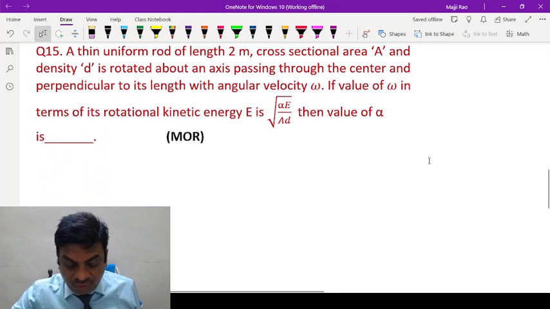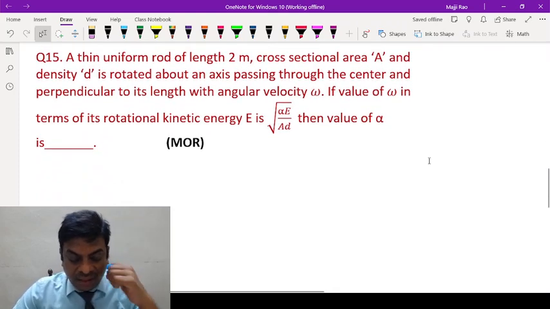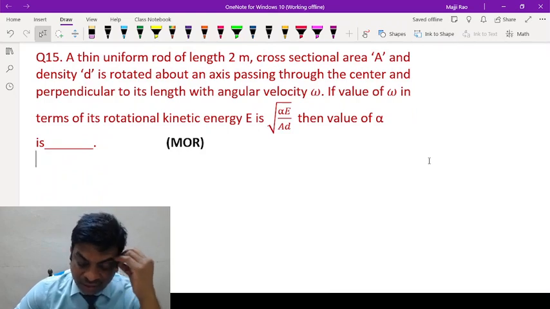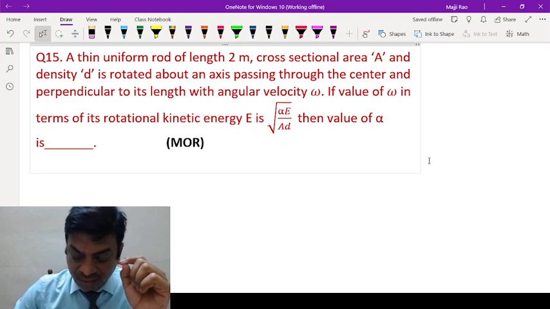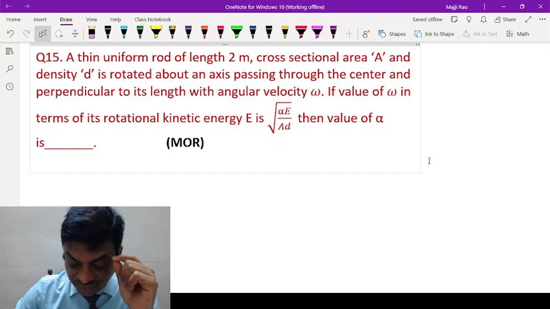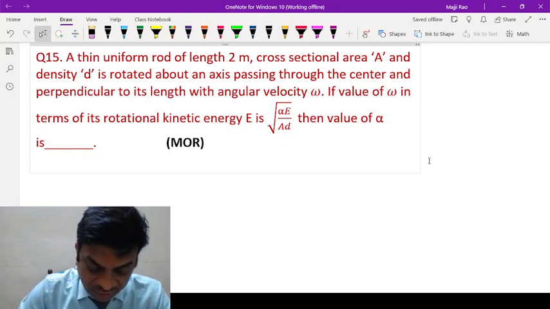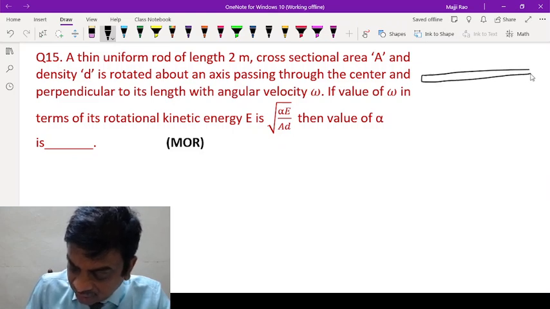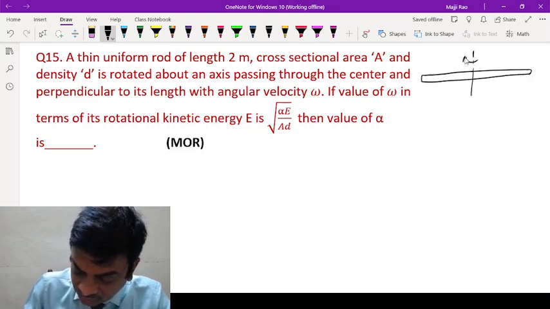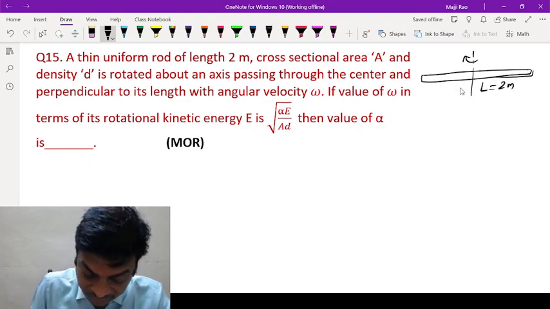A thin uniform rod of length 2 meter, cross section area A and density D is rotated about an axis passing through the center and perpendicular to its length with angular velocity omega. If the value of omega in terms of rotational kinetic energy E is this much, then the value of alpha is. It's a very simple and straightforward question, students. You have a rod of length 2 meters. It is rotating about an axis passing through its center and perpendicular to its length.